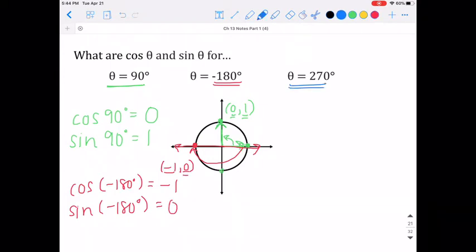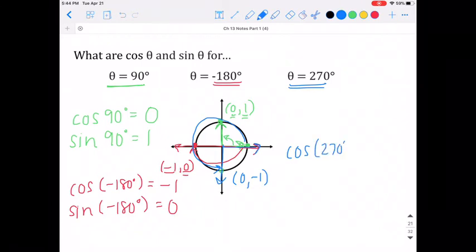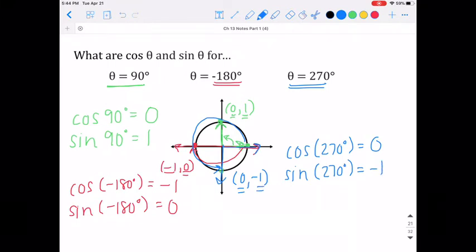And finally, for theta of 270. So we start our initial side on the positive x-axis. Positive 270 degrees means that we're moving in the counterclockwise direction. We go 180 degrees and then 90 more degrees to get to 270. So this is our angle that's going to be formed. It's on the negative y-axis where our point is (0, negative 1). So cosine of 270 is going to be 0, which is represented by the x value, and sine of 270 is going to be negative 1, which is represented by the y value.